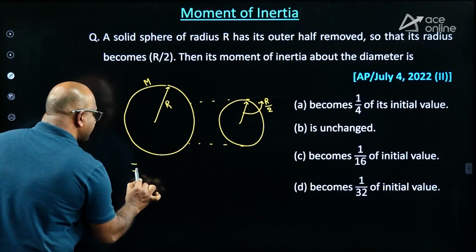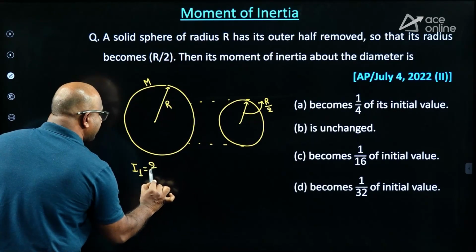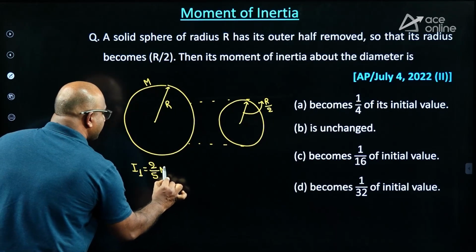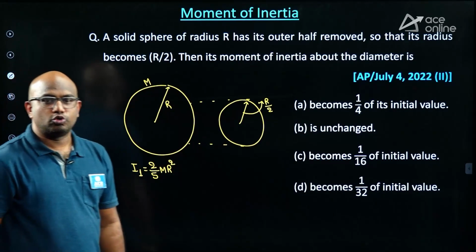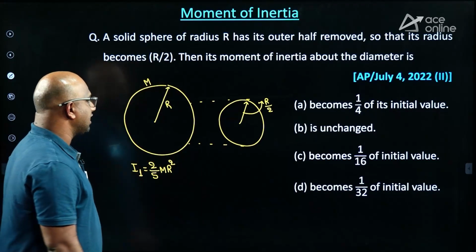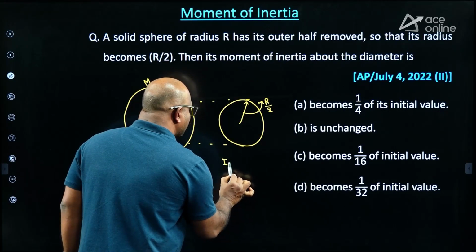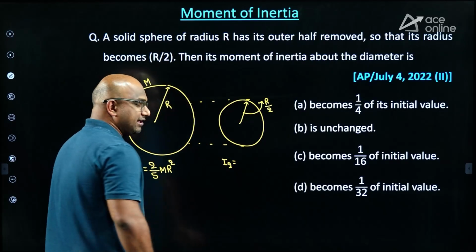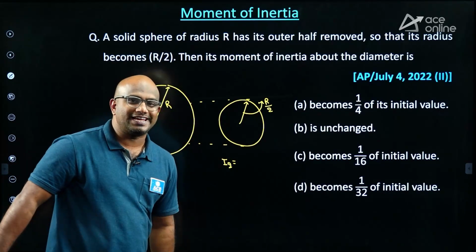First, I1. What is the I1 formula? Already we know it is 2 by 5 times mr square. I1 equals 2 by 5 mr square. Now he is asking I2 in terms of I1. The mistake made here is this, so listen carefully. What will the mass be here? Is it m by 2, shall I say?